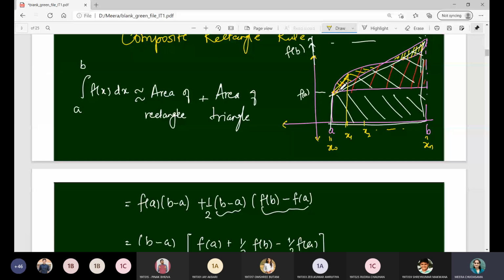Sorry, this is the curve. The purple color line is the curve. When we consider the second partition and when we join, this error portion will be minimized again. When we consider x3, the third partition, and join end to end, this is further minimized. And the last point xn minus 1, if we consider and join end to end, you can see that the error portion is minimized.